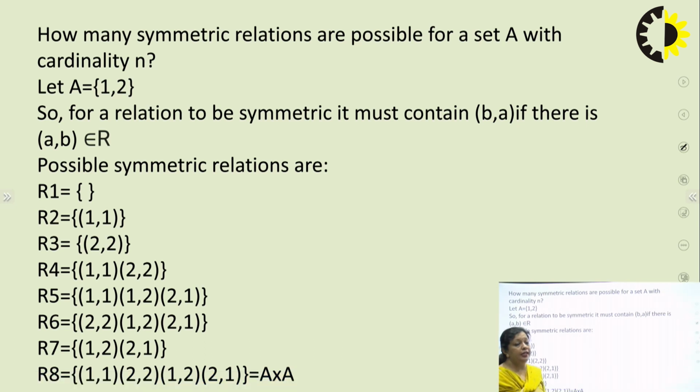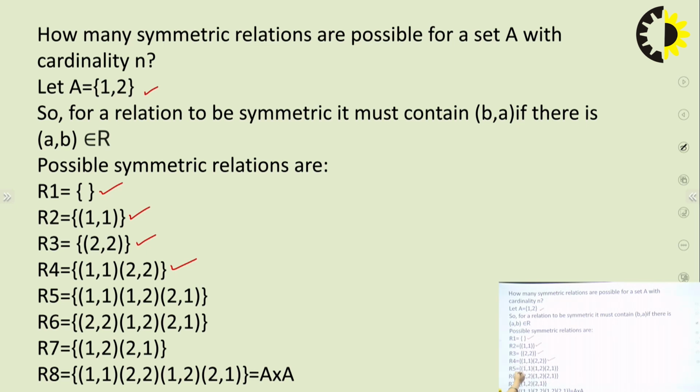Now, if we want to see how many symmetric relations are possible for a set A with cardinality n, let's again take an example of a set A with only two elements, 1, 2. For a relation to be symmetric, it must contain a (b, a) pair if there is an (a, b) pair. All the possible symmetric relations have been listed down. Relation R1, if it has no elements, is symmetric. If it has (1, 1), it is again symmetric. If it has (2, 2), it is again symmetric. If it has both the diagonal pairs, (1, 1) and (2, 2), it is also symmetric.